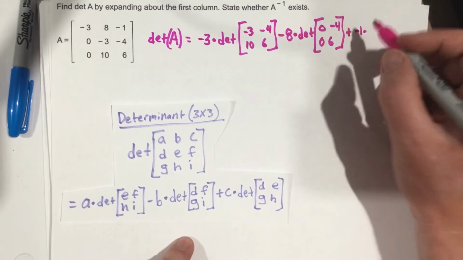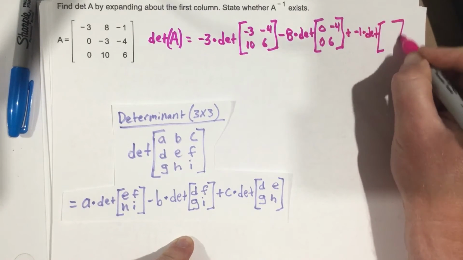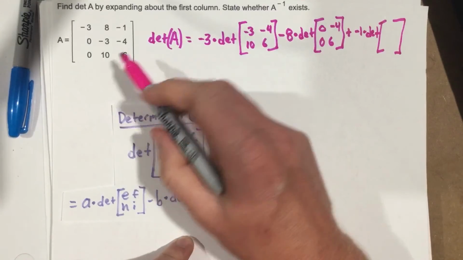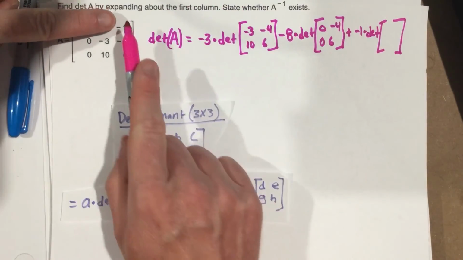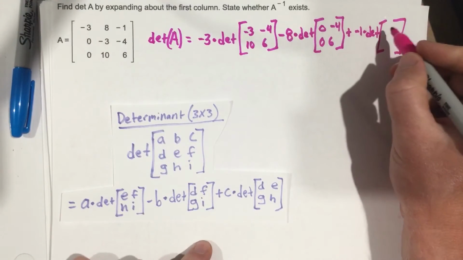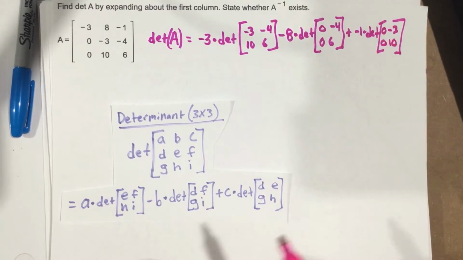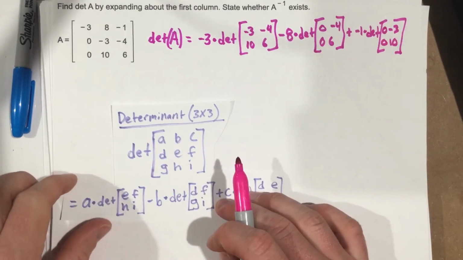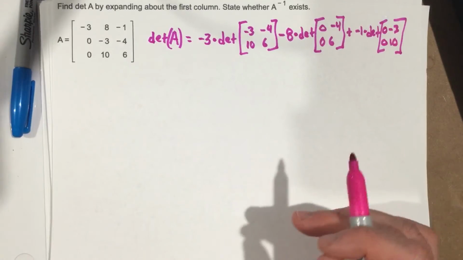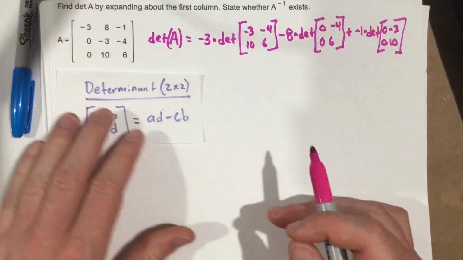Let's slide over just a little bit. Determinant of, so we block out these two rows and we're left with 0, negative 3, 0, 10. All right, now we have it set up. We can get rid of this because once we have it set up, we just need to evaluate. We'll bring back our determinant of a 2 by 2 real quick.